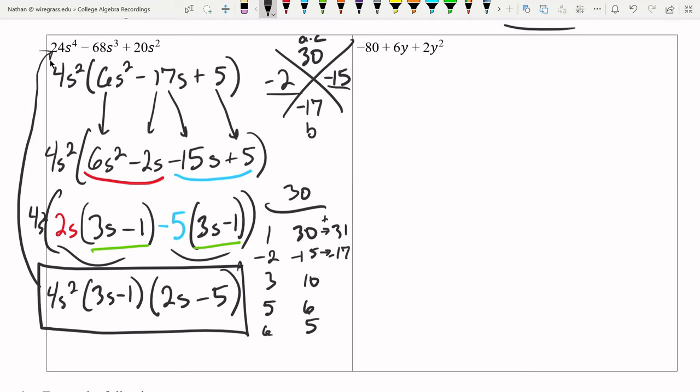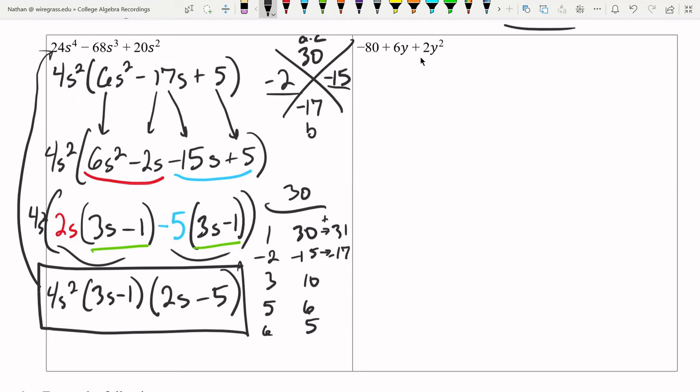Now, when you're doing the AC method and you can't find any two numbers, you've checked through everything, then typically you're going to say it's prime. There are still probably ways of factoring it over the real numbers, but normally when that happens, that means it cannot factor over real numbers only. You need to have complex numbers to do it.